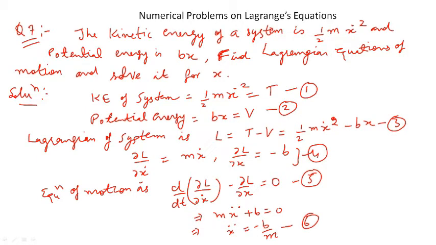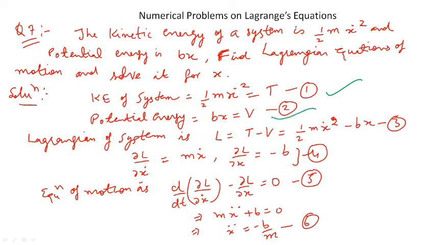Now the next problem is that the kinetic energy of a system is given as 1 by 2 m x dot square, and its potential energy is equal to bx. Here b is constant. Find Lagrangian equations of motion and also solve it for the value of x. Here, as you know, the kinetic energy of the system is given, it is 1 by 2 small m x dot square. Potential energy is also given, it is equal to bx.